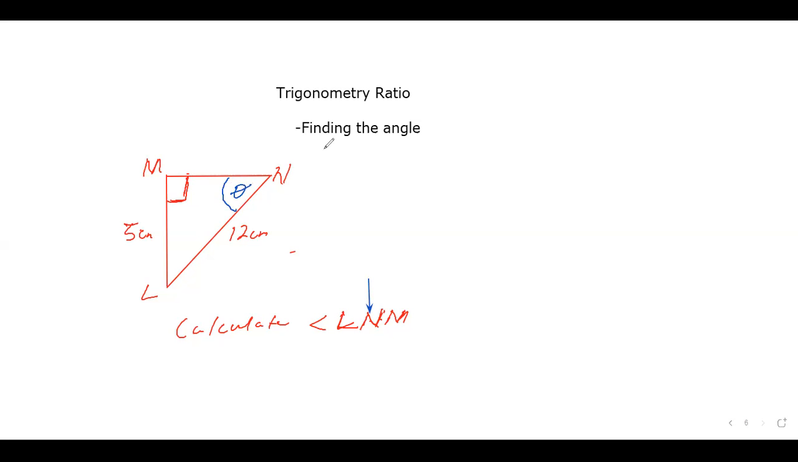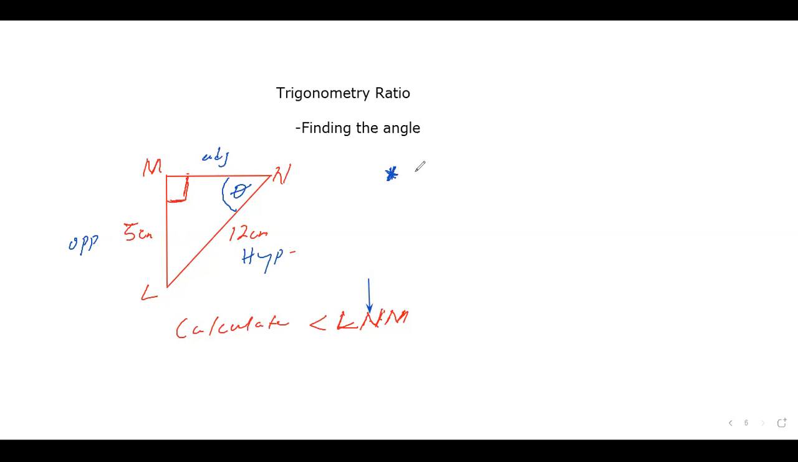Now, the next thing you are going to do is label the sides. Remember that this is the reference angle. That's why it's important you know where to put the angle. Now, let's label the sides. So the next step we are going to do is what? We label the sides. What will I call this side? Hypotenuse, yes. What do I call this side? Opposite. What do I call this side? Adjacent.